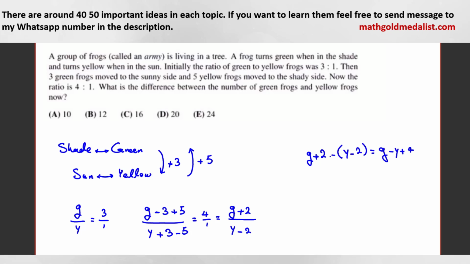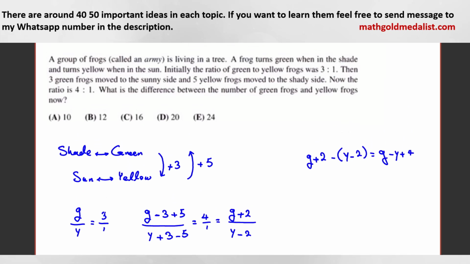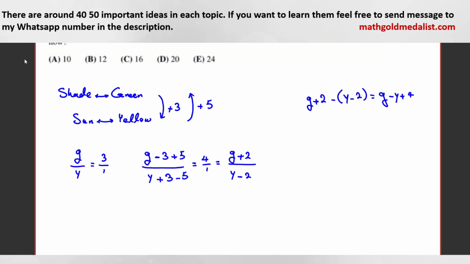Two equations, two variables. If we cross multiply, G is 3Y. From the other ratio, we can say 4Y minus 8 is equal to G plus 2. We can replace G with 3Y here. So 4Y, we can add 8 to both sides: it's G plus 10, and instead of G, we replace G with 3Y. Again, replacement, two equations, two variables.